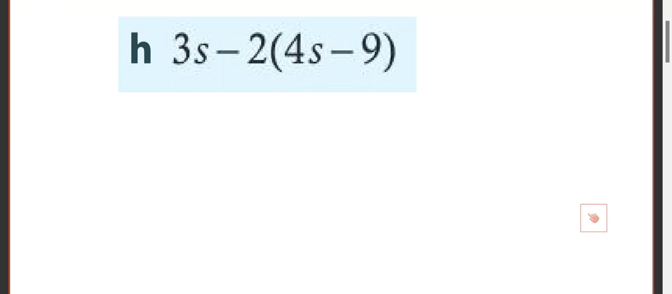Lots of people did this. They went, oh, I've got 3 S's and I've got 4 S's. You don't have 3 S's and 4 S's. You have 3 S's and you have minus 8 S's. And you don't have 9, you have 2 lots of 9. It's negative times negative, so you actually have plus 18.